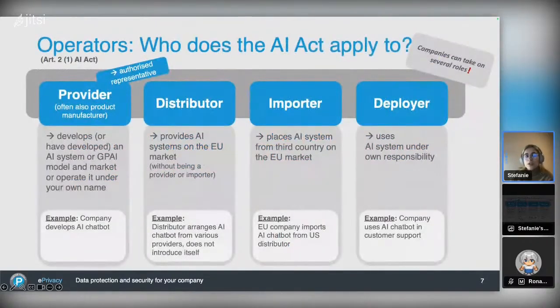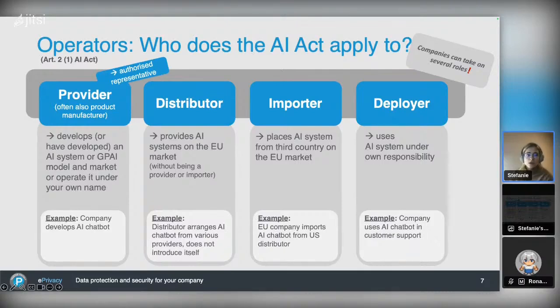So if we are using AI systems or dealing with AI systems, then there are different operators mentioned in the AI Act who have different requirements and are responsible for different requirements. And here it is really important that depending on the use case, there can be several roles a company can take on. So here are basically the 4 operators that there are.